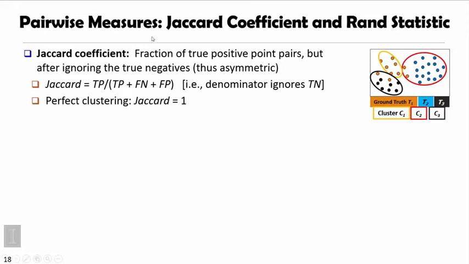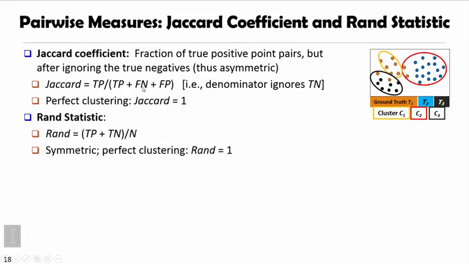With the introduction of these 4 measures, true positive, false negative, and so on, we can calculate other measures like the Jaccard coefficient and the Rand statistic. Then we still take this figure as our illustrative example. For the Jaccard coefficient, remember we defined the Jaccard coefficient before, but this one is the definition for the pairwise measures. It has a similar flavor. You have true positive divided by all the cases except that you ignore the true negative case. That means the fraction of the true positive points after ignoring the true negative cases. Therefore, in this computation, positive and negative are treated differently. It is an asymmetric measure. However, for perfect clustering, the Jaccard coefficient should be 1 because you don't have those false cases.